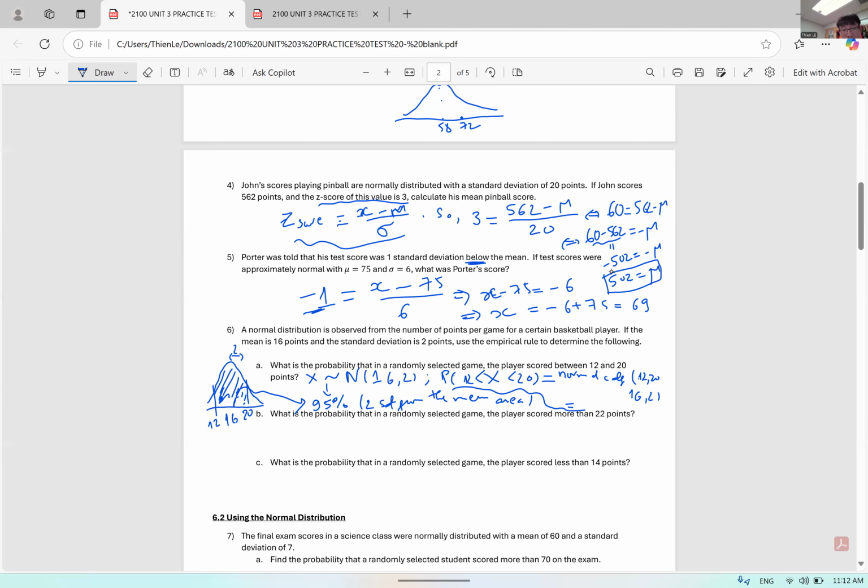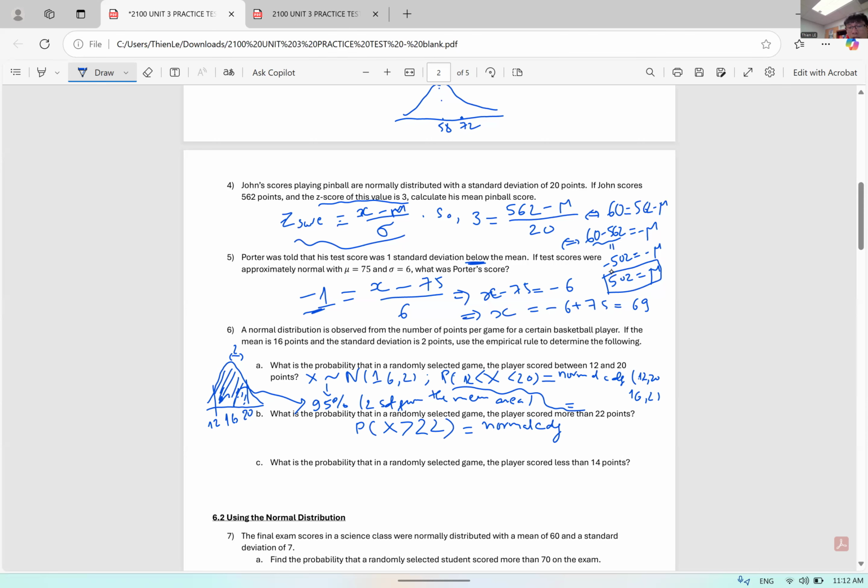Okay. What is the probability a randomly selected game player scores more than 22 points, right? At the time, you see the power of the calculator. You want to find the probability of scoring better than 22 points. Again, you can use the empirical rule here for sure, but I would suggest, because this is a test and you have the calculator in hand, there's no reason to waste your time doing manual calculation.